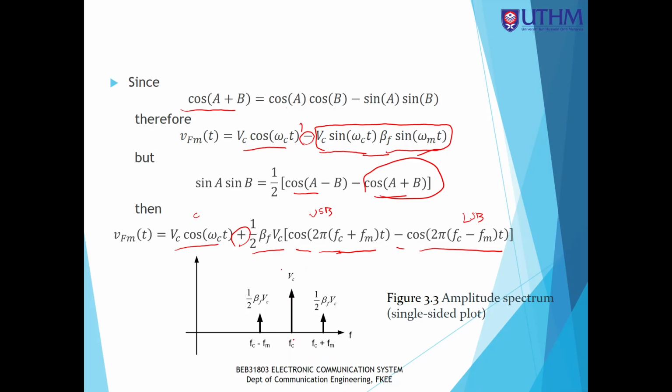Okay, center at Fc with the amplitude of Vc, and the upper sideband is located at Fc plus Fm with the amplitude of 1 over 2 beta f Vc, and the lower sideband located at Fc minus Fm with the amplitude of 1 over 2 beta F Vc. Okay, and the bandwidth is Fm and Fm, so the bandwidth is 2 Fm.